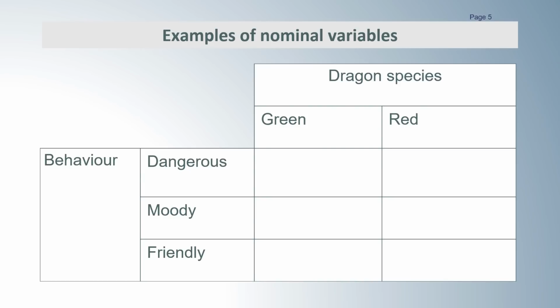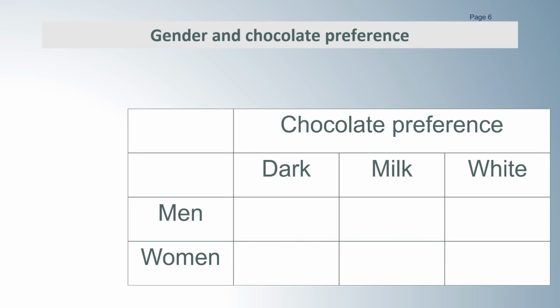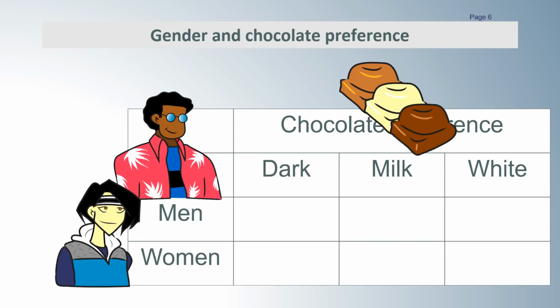Dragon species and dragon behaviour. Are there differences in behaviour between the two species? For each of the dragons we know their species, which is green or red, and their behaviour, which is dangerous, moody or friendly. Gender and chocolate preference. Is there a difference in chocolate preference between men and women? We ask men and women which they prefer out of dark, milk and white chocolate.